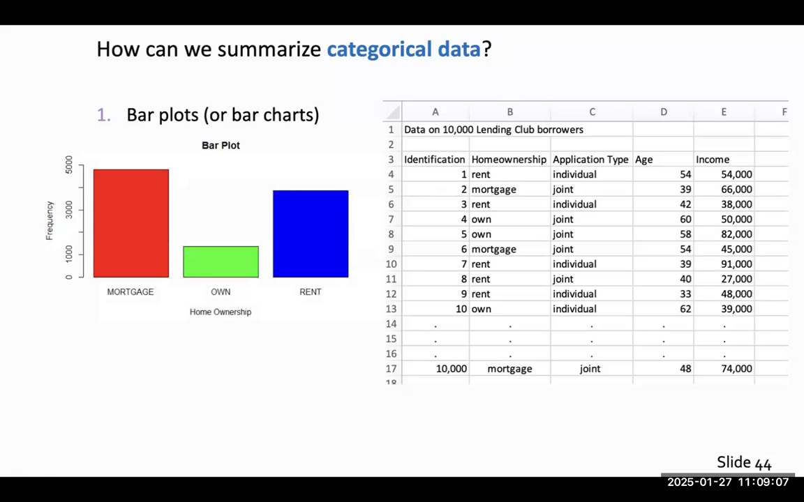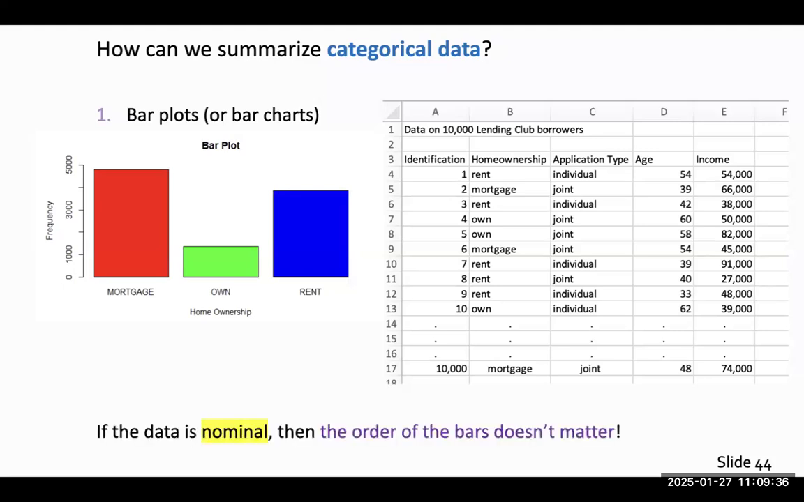I could sort this data. Now this data, rent, own, mortgage, it's not ordinal, right? It is nominal. And so it doesn't matter where the bars go. I could put own first, mortgage second, rent third. Doesn't matter. But I can count how many are in each category, and I can make a bar chart to show that information. So if the categorical data is nominal, the order of the bars doesn't matter. So we could rearrange things. With numerical data, we cannot rearrange.